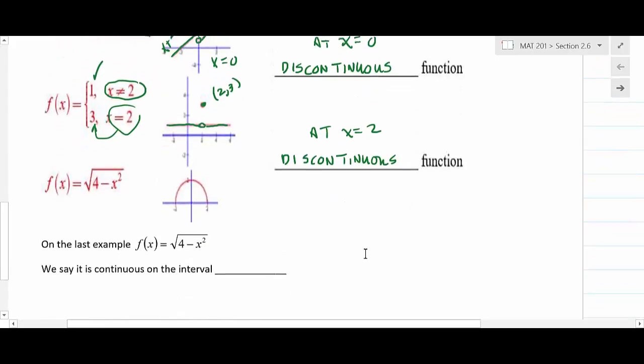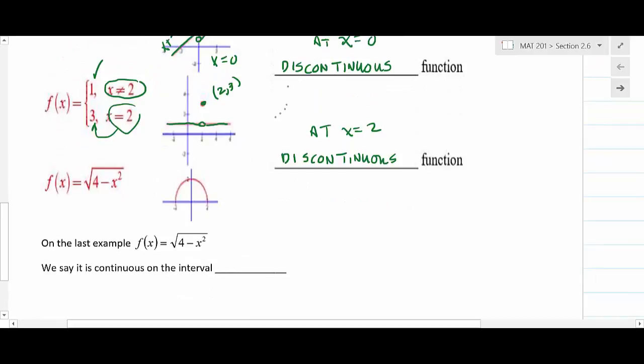Okay, then the last example, you have really a circle, or not a circle, a semicircle actually. So if you went from -2 to 2, that would be continuous. So we would say this is continuous on the interval -2 to 2. That's what the graph is saying. That's an x value of -2, that's 2.